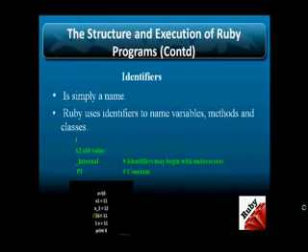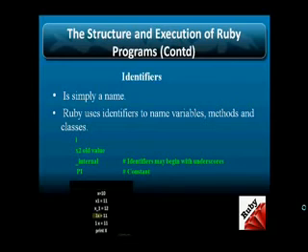Identifiers. An identifier is simply a name. Ruby uses identifiers to name variables, methods, classes, and so forth. Ruby identifiers consist of letters, numbers, and underscore characters, but they may not begin with a number. Identifiers may not include white space or non-printing characters, and they may not include punctuation characters except as described here.